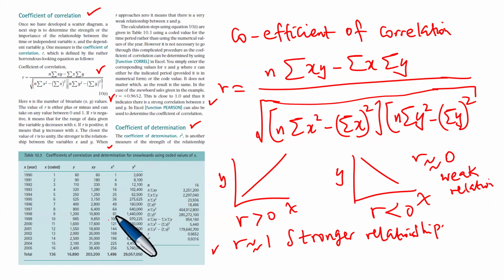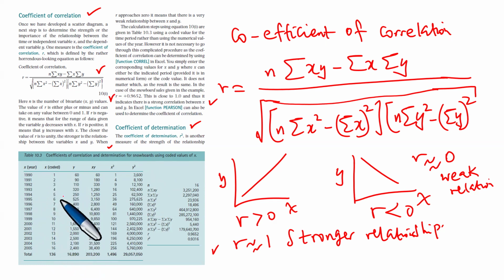I want us to look at the coefficient of correlation and also the coefficient of determination as part of the table. X is the year, 1990, 1991 up to 2005. Then there is X coded. 1990 is our first year, 1991 is our second year, and so on. So X is the original time period, but now we have the coding 1, 2, 3 up to 16.